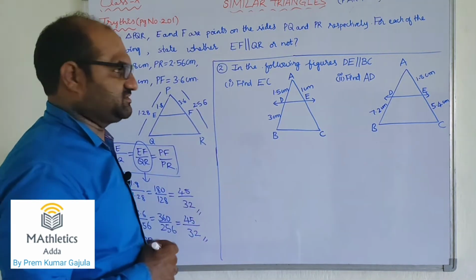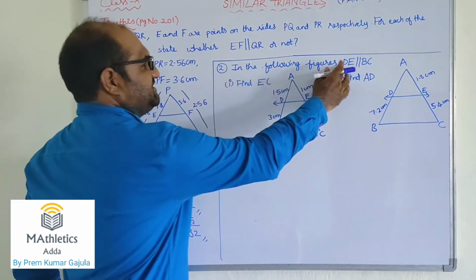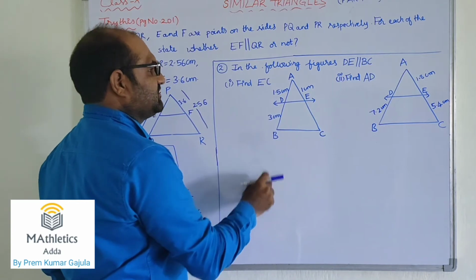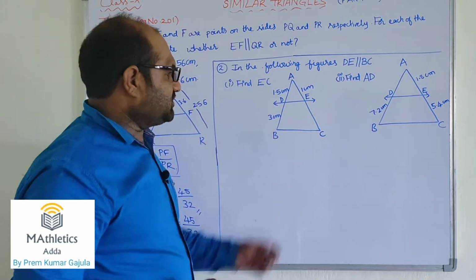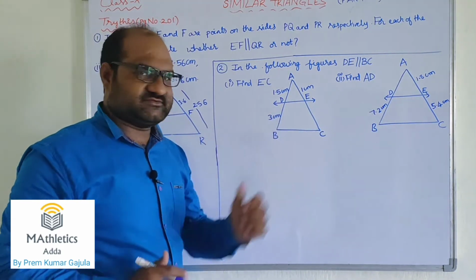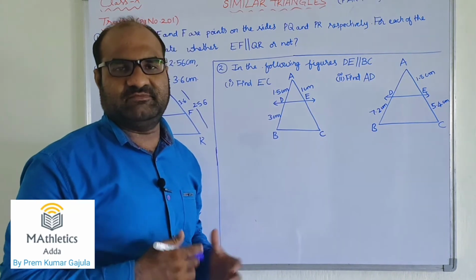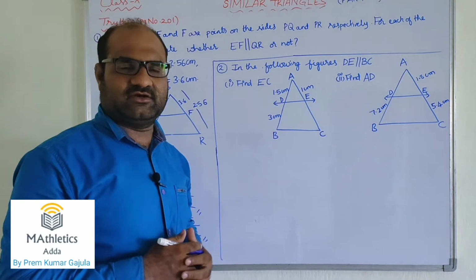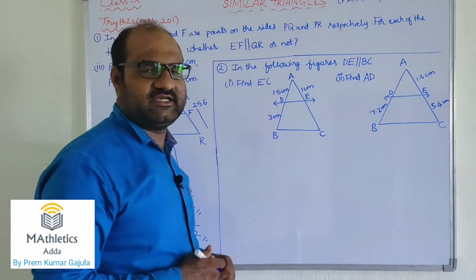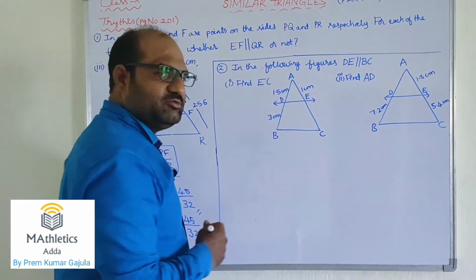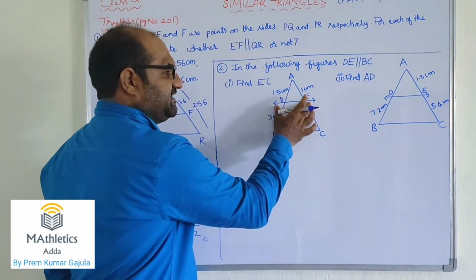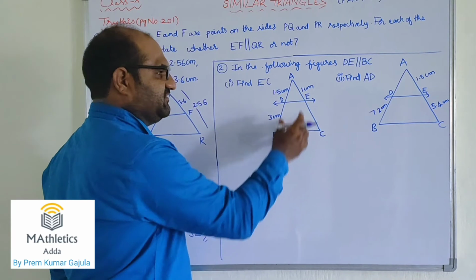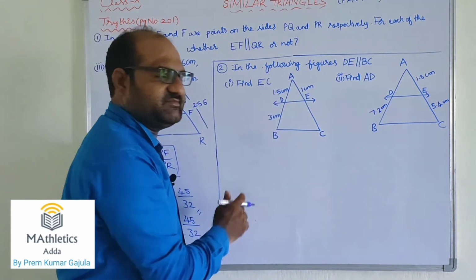Now let us look at the next question. In the following figures, DE is parallel to BC. Already given that DE is parallel to BC. Find EC. So here already given that this is parallel to this. So here we can directly apply the BPT theorem. In the first question we applied the converse of BPT, but here we can directly apply the BPT theorem. According to BPT theorem, if any line is drawn to intersect the two sides, which is parallel to the third side, then definitely it intersects the two sides in the same ratio.